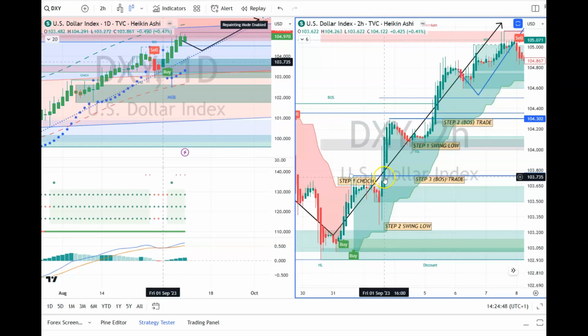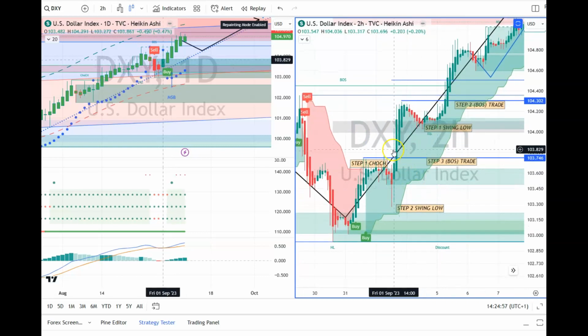So step 3 is the break of structure at 103.74 or just above it. You can put a pending order above there, couldn't you, somewhere around there. Your stop, of course, is at the previous swing low or just below.